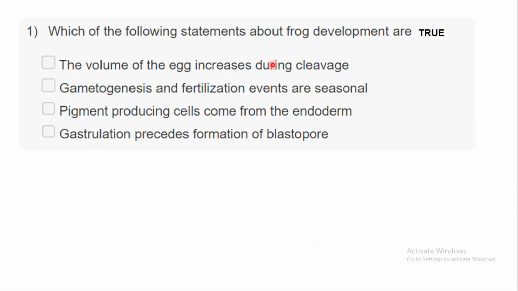If you guys remember the picture of frog development from zygote to fertilization and gastrulation. So which one option do you think is the correct answer, students? Which of the following statements is true? The volume of egg will increase during cleavage. Gametogenesis and fertilization are seasonal. Pigment producing cells come from the endoderm, or gastrulation precedes formation of blastopore. Let's take a minute or two to gather some answers.